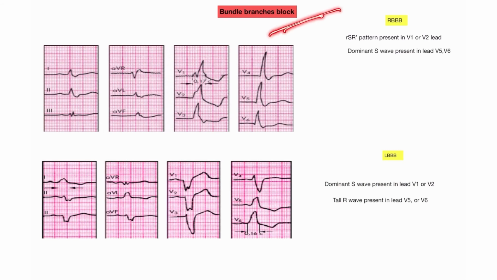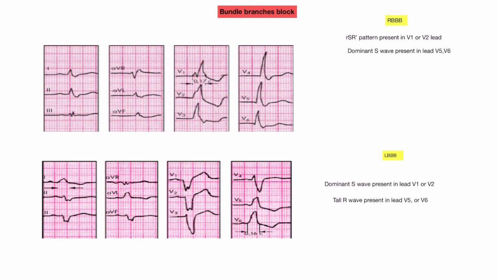Bundle branch block. There are two types of bundle branch block: right bundle branch block and left bundle branch block. In right bundle branch block, you will see an RSR pattern in the V1 or V2 lead. Two R waves are visible. This is the first R wave, this is the second R wave, so you will see the RSR. Here is the capital R, and this is the small r, and this is the S wave.